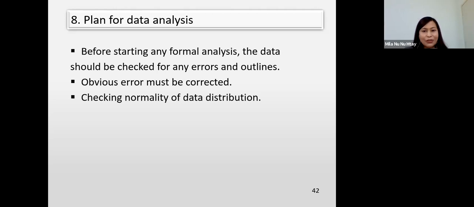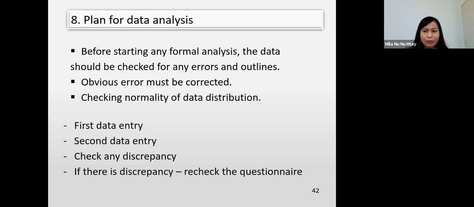And then we also need to check the distribution of the data. In order to improve accuracy, first one person enters the data, and then another independent researcher enters the data, and we compare the findings. For example, the first person enters code number 1, and the second person enters the answer as number 2. There is a discrepancy. In that case, we need to check back the paper to see whether the correct answer is number 1 or 2. So that is to improve the quality of the data as well.